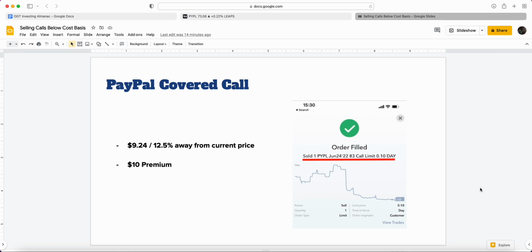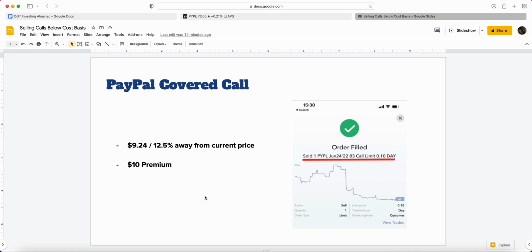So I've sold the 83 call at $10. Now, I was able to sell the 83 call because I do have 100 shares as collateral, even though if I was to get called away, I would be making a loss on it. But like I said, the odds of me getting called away are fairly minimal as long as I stay out of the money.